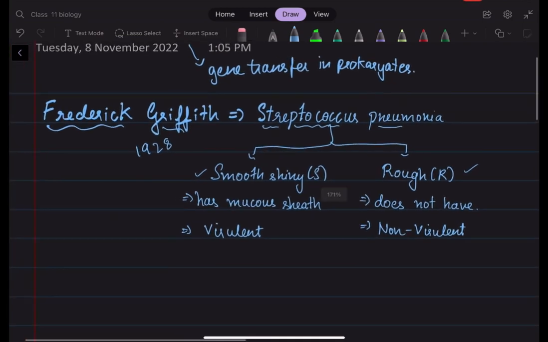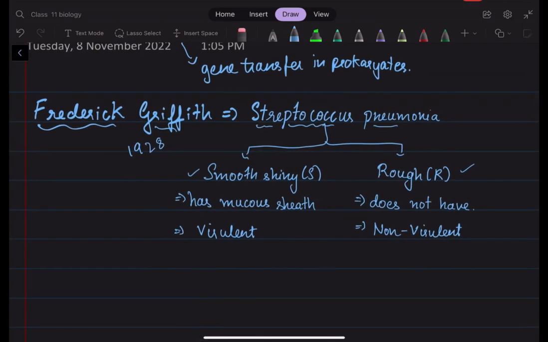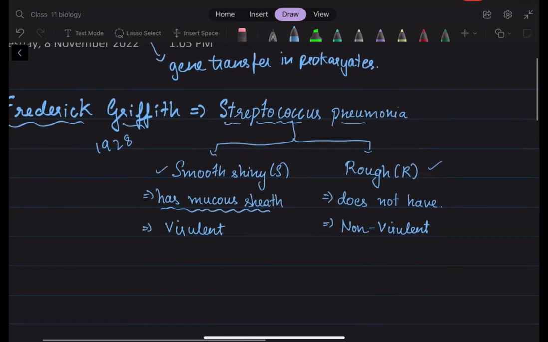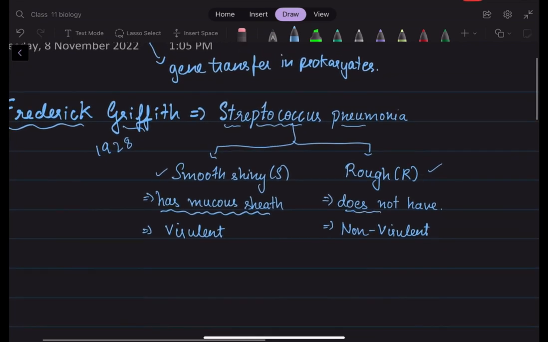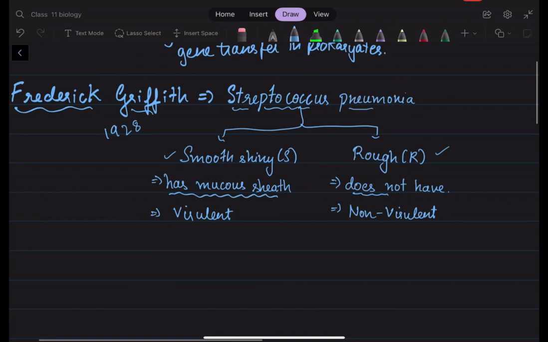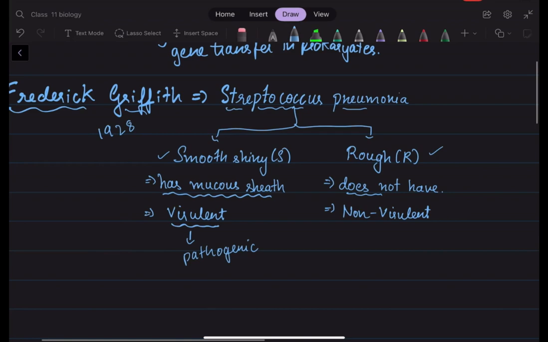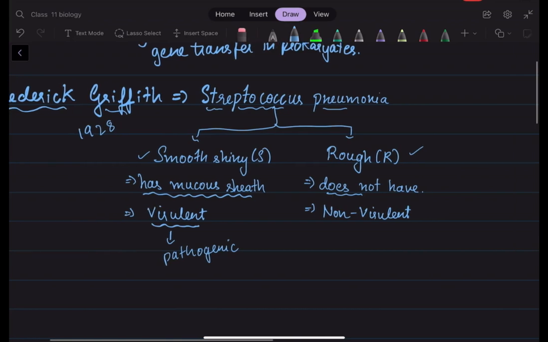Okay, so this smooth, shiny strain is shiny and smooth because it has a mucus coat made up of polysaccharide, whereas the rough one does not have it. That's why we call it rough. The smooth one is virulent, which means it is pathogenic. It can cause disease, that is pneumonia, whereas the rough cannot.